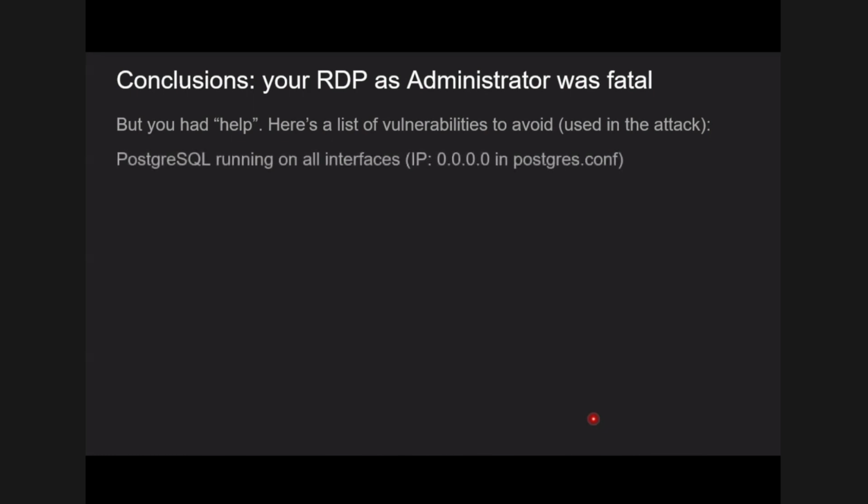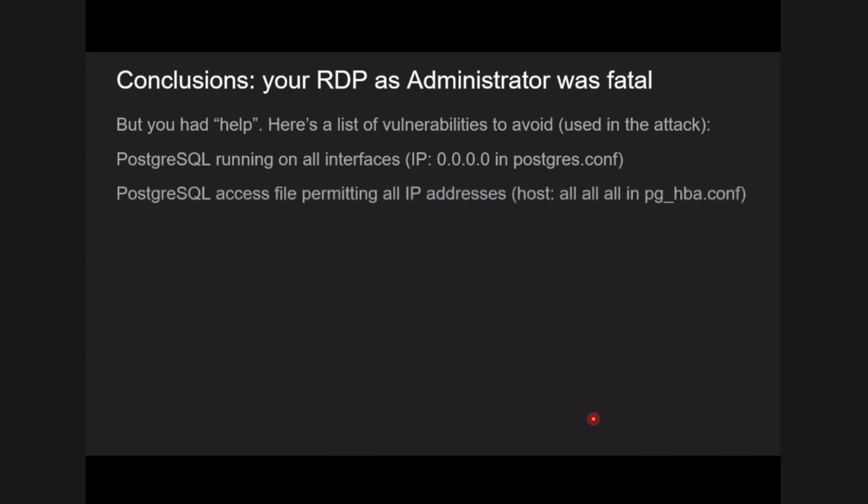So what were the issues? What were the vulnerabilities implemented in this attack, or, well, used in the attack, but implemented by someone in the system? So there was PostgreSQL, the database running on all interfaces, so open to all the world. There was some setting in the Postgres configuration file, lots of zeros instead of a local IP address. And of course, you saw that in the logs. There's another line in pg_hba, like Postgres host-based access configuration, which allows everyone to connect from everywhere.